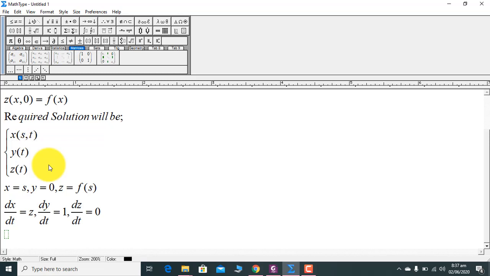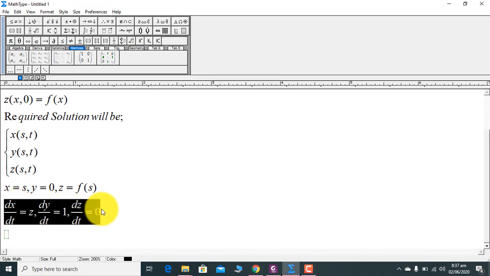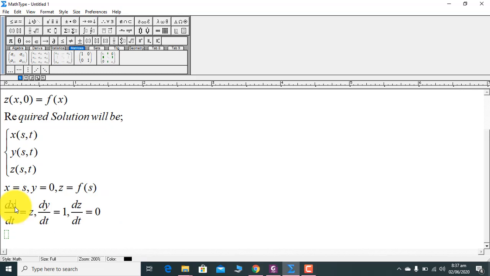So this will be a function in general of s comma t, and this also will be a function of s comma t. So now the answers of these ordinary differential equations will be in terms of x of s comma t. You must write here s comma t: x is a function of s comma t, y is a function of s comma t, and z is a function of s comma t. Okay, very nice.